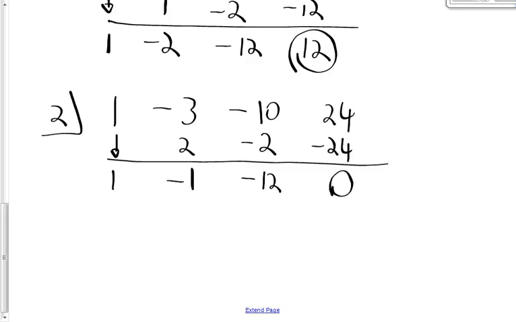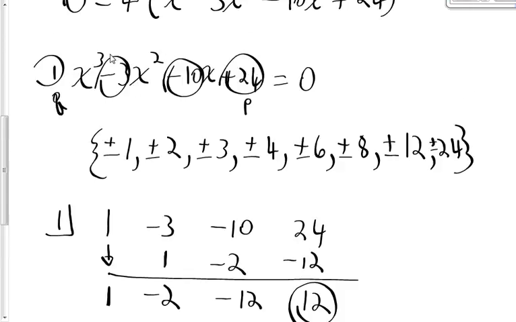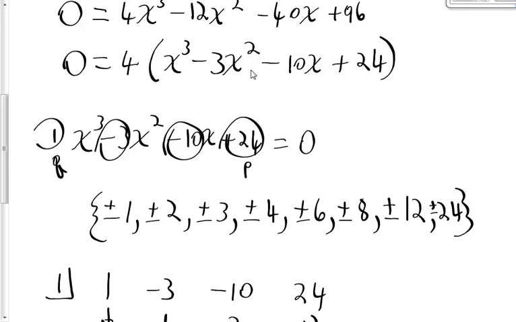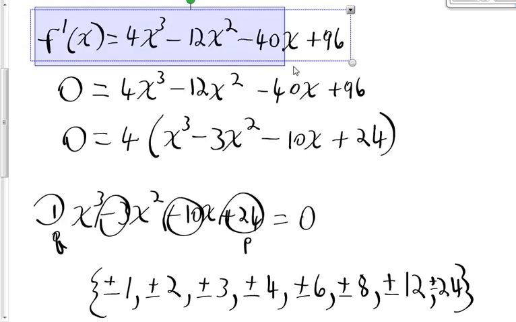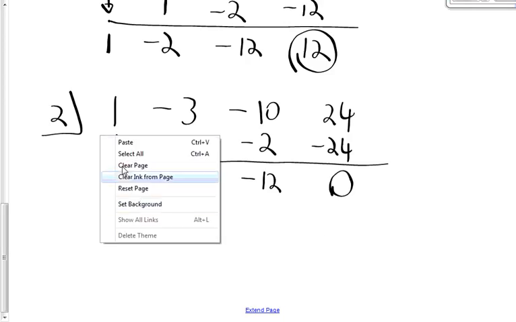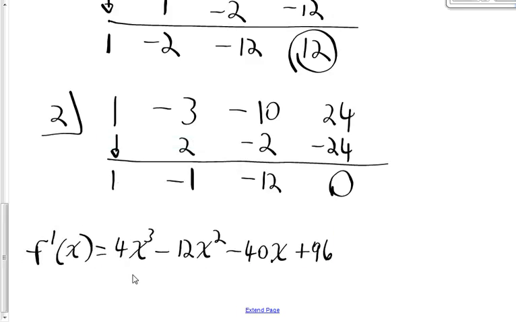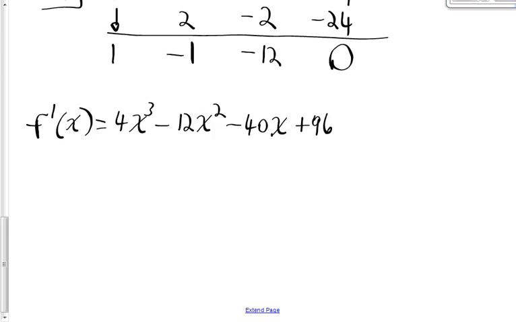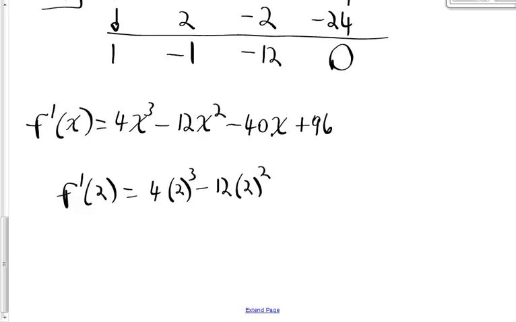So I get a remainder of 0, which means that 2 is one of the numbers that makes this polynomial equal to 0. So here was my polynomial. This was what I got. And I just found out that one of the numbers that makes this 0 is 2. If I plug 2 in, I'll get 0. You can check that if you want, but I'm pretty sure you will get 0 when you do this. This should equal 0, okay?